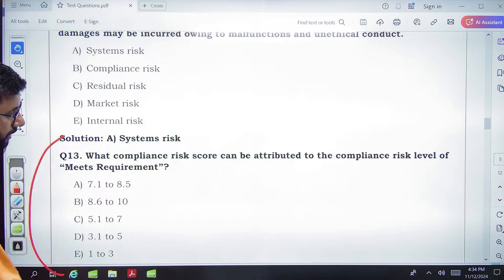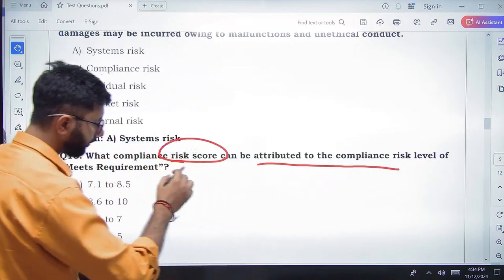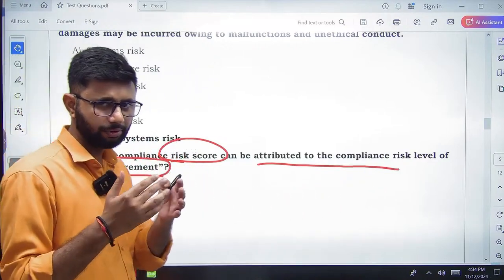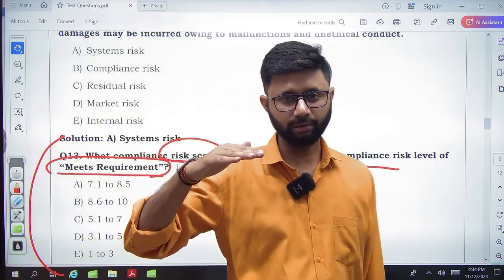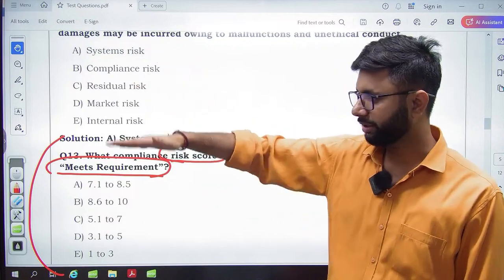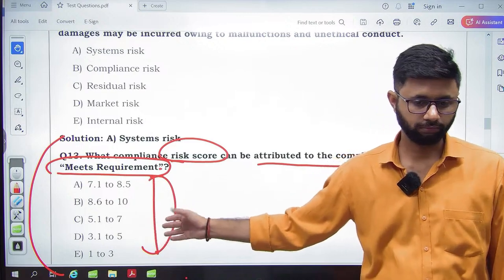What compliance risk score can be attributed to compliance risk level of meets requirement? You know, there are different types of compliance risk score. We have meet requirement, it requires further improvement. All those levels are there. So meet requirement level ka compliance score is what? What do you think is the correct answer?